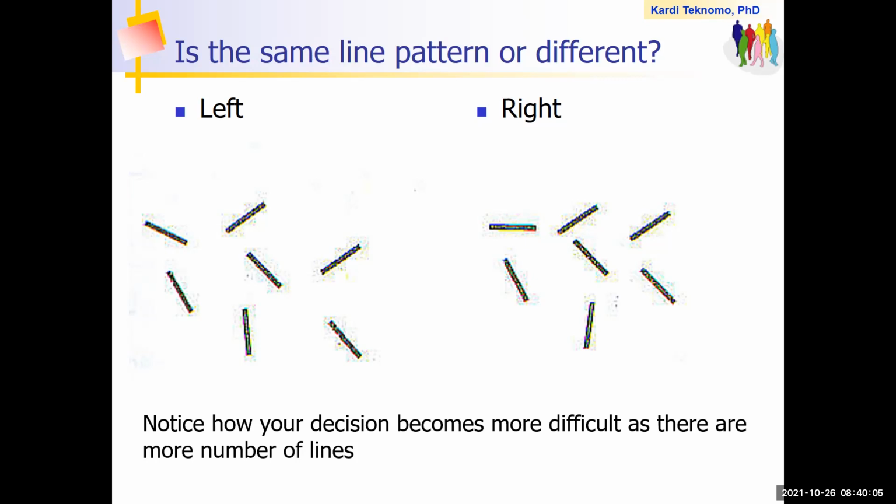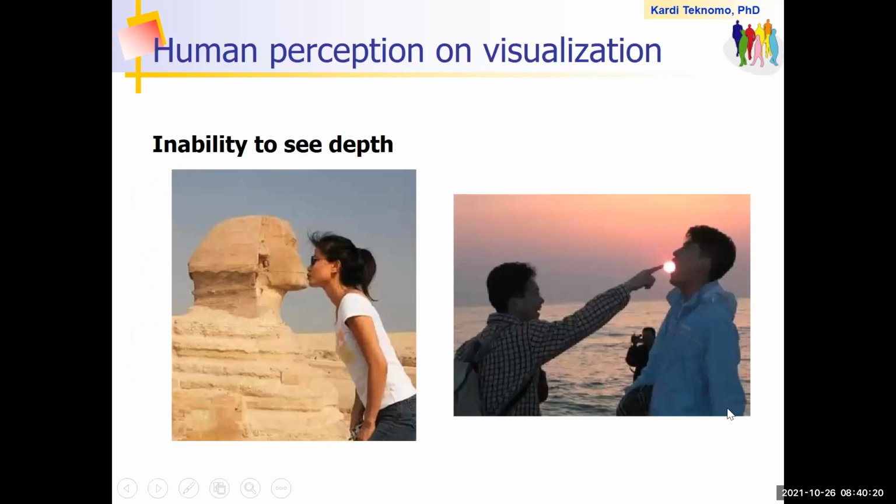Okay, so your decision becomes more difficult as there are more lines, isn't it? So the more information that you get, the more difficult you see the difference, right? And human perception also has an inability to see depth. Okay, our eyes can only see, especially in a picture, only 2 dimensions. Okay, not 3 dimensions.